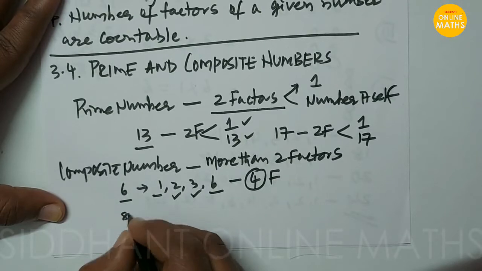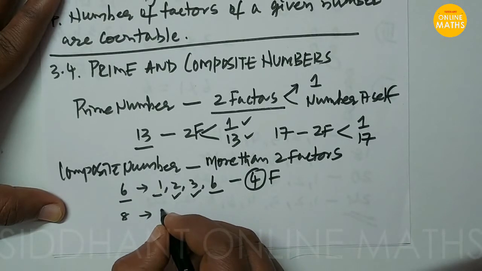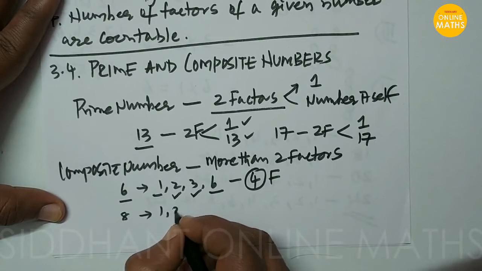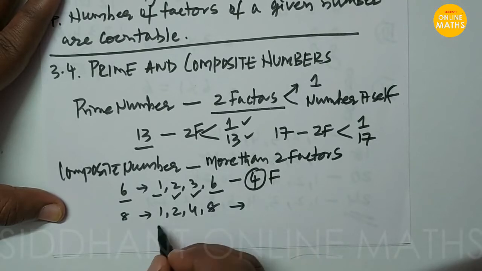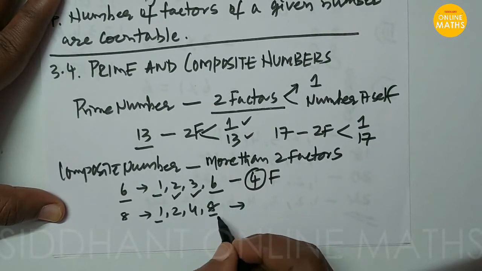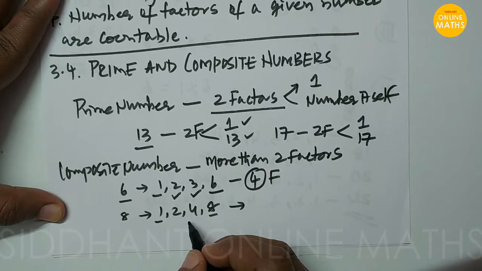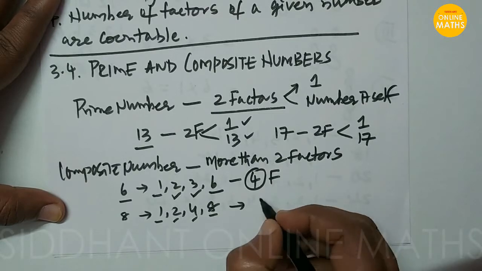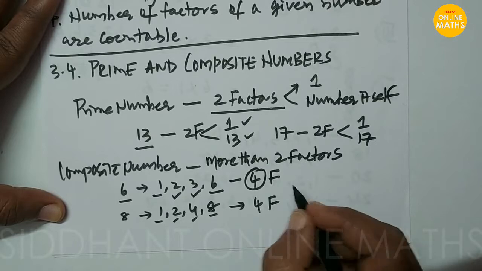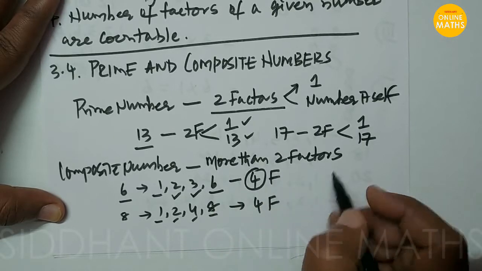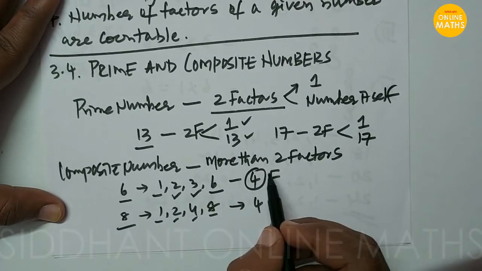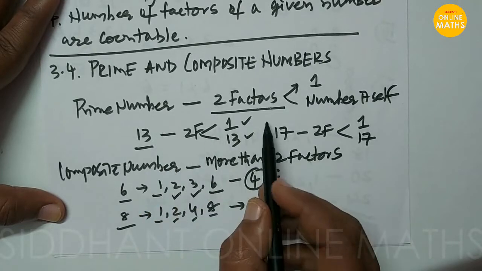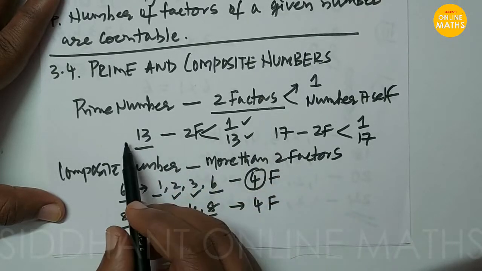Suppose you take 8 here. You get the factors 1, 2, 4 and 8. So here also these are the factors. One is a common factor and the number itself is a common factor. In spite of that, 2 is a factor and 4 is also a factor of the number 8. So we can say that a total of 4 factors are there. That means the number has more than 2 factors. Then we can say that 8 is a composite number. So composite number means more than 2 factors, and a prime number means only 2 factors.